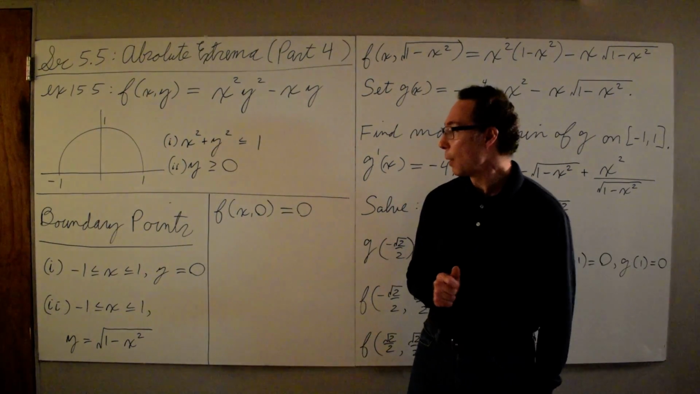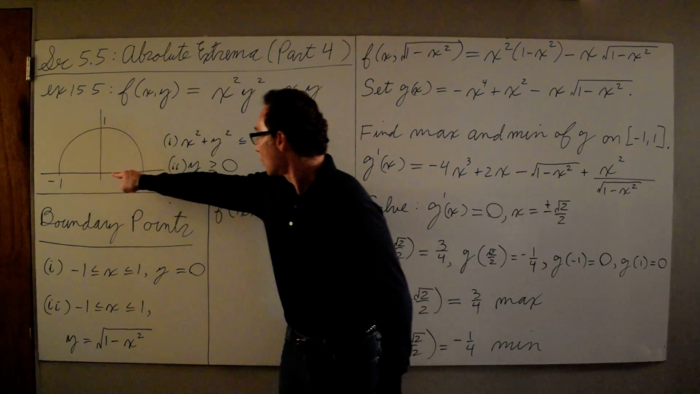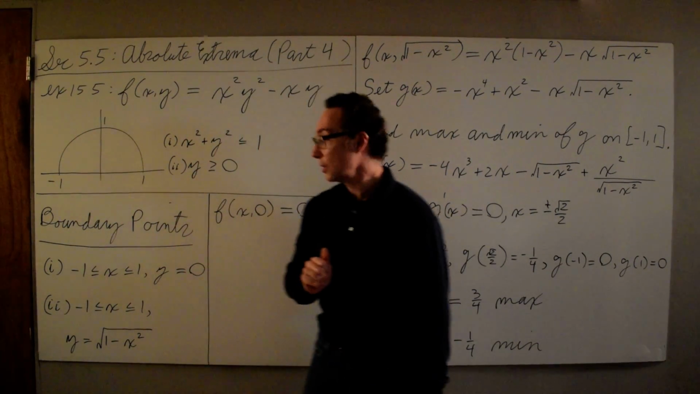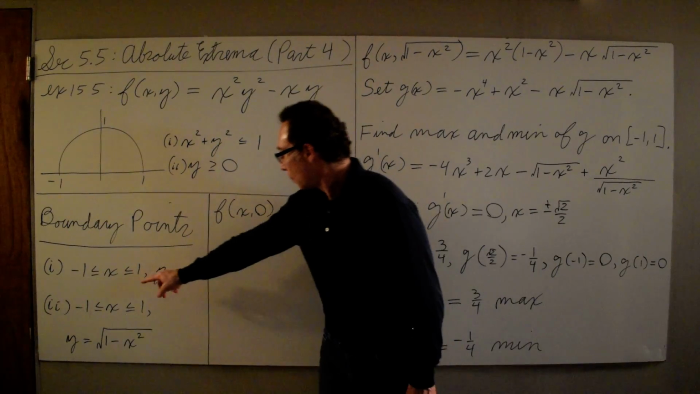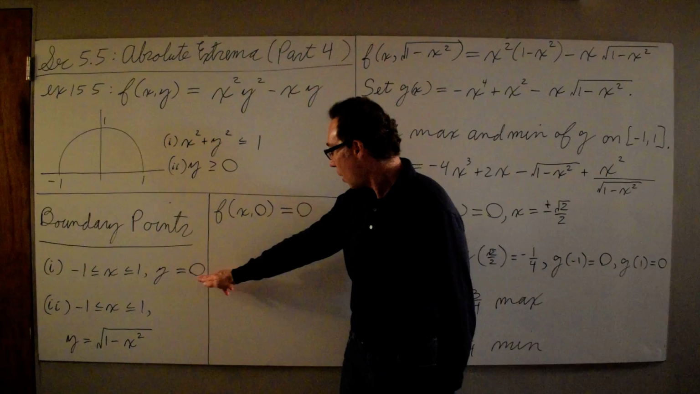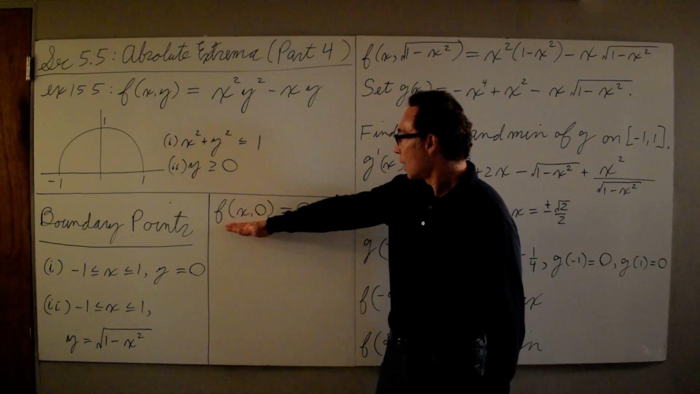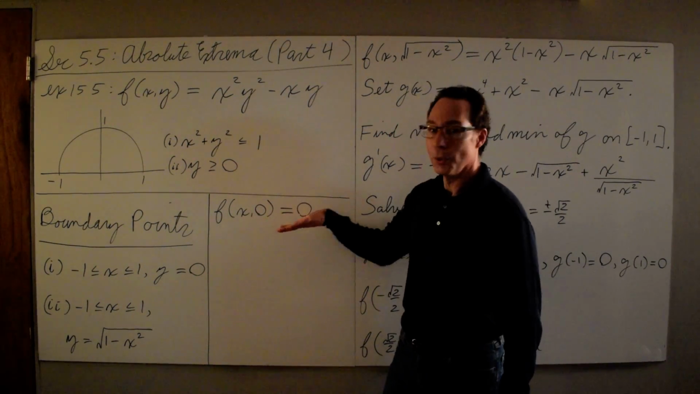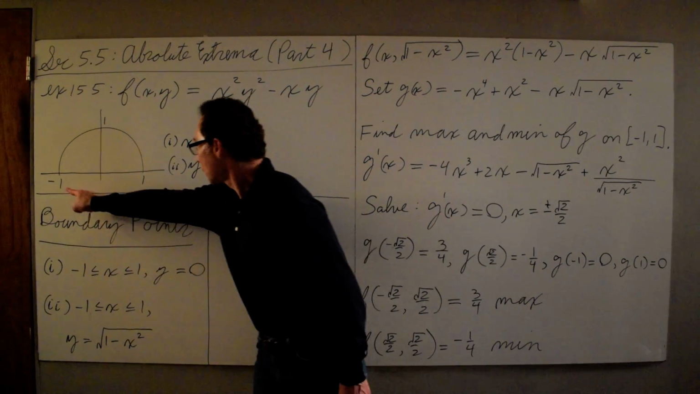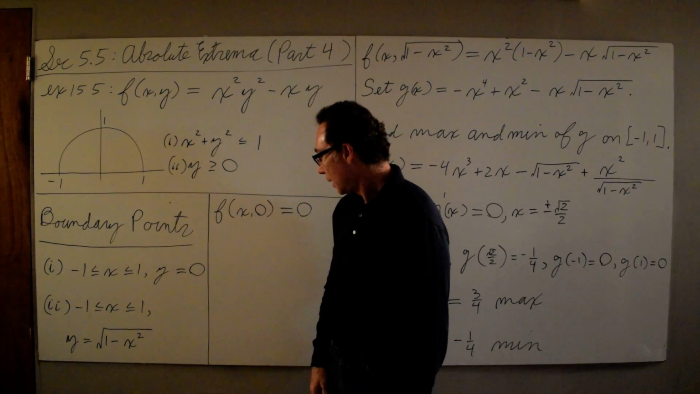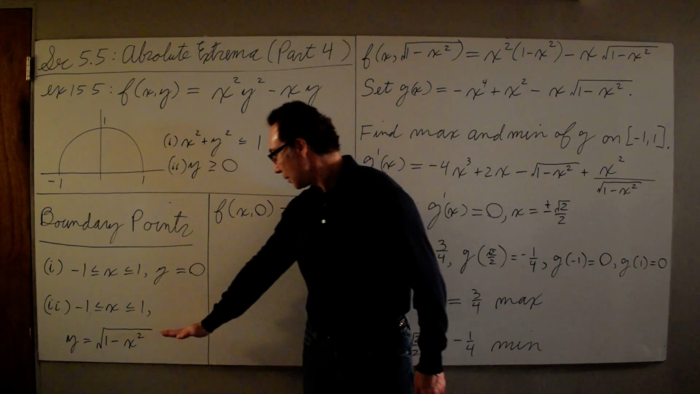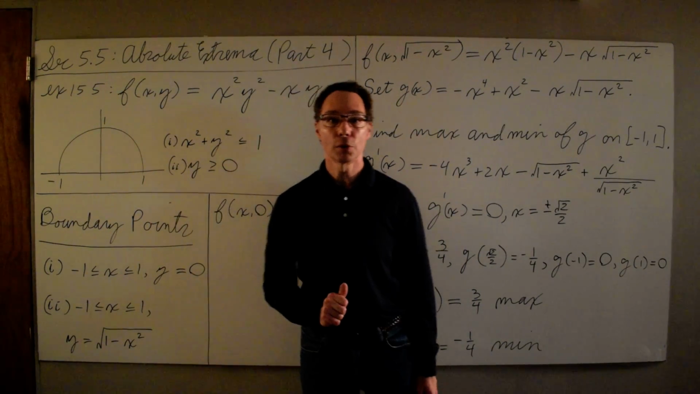We have two kinds of boundary points. We have the ones along this line here, the x-axis, and then we have the ones on the circle itself. For the first kind, x ranges between -1 and 1, y is equal to 0, f of (x, 0) is equal to 0. For the second kind, x ranges between -1 and 1, and y is the square root of the quantity 1 minus x squared. That is the equation of the top half of the unit circle.